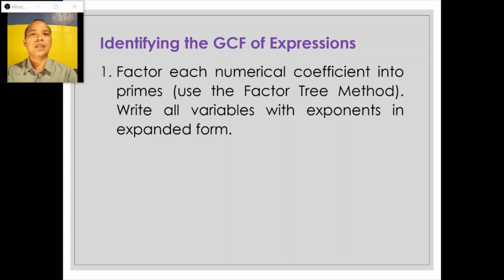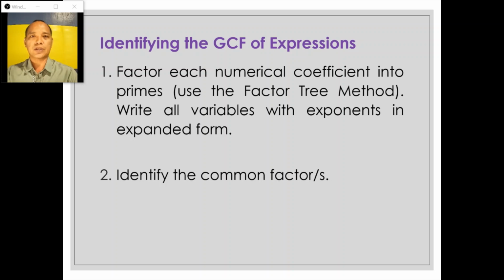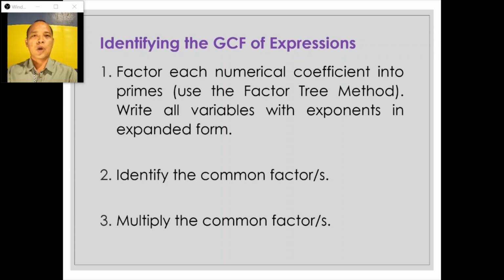Once you have written the given expressions in prime factorization form, the second step is then to identify the common factors. You may encircle these common factors, or you may try to bring them down and rewrite this. Finally, the third step is to multiply all of these common factors. Multiplying all of these factors common to all the expressions will finally give you the GCF of the expressions.